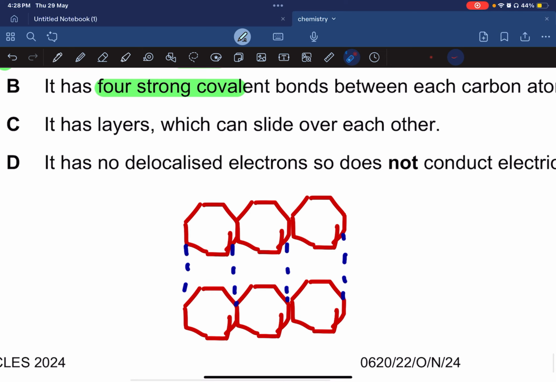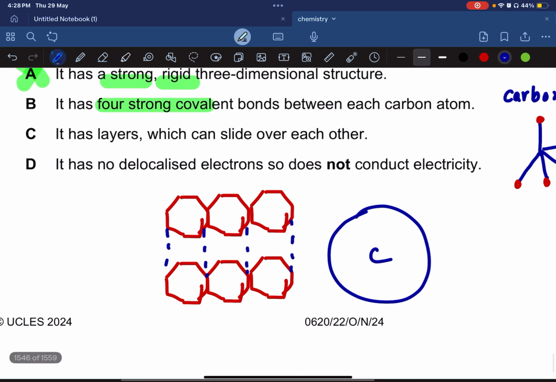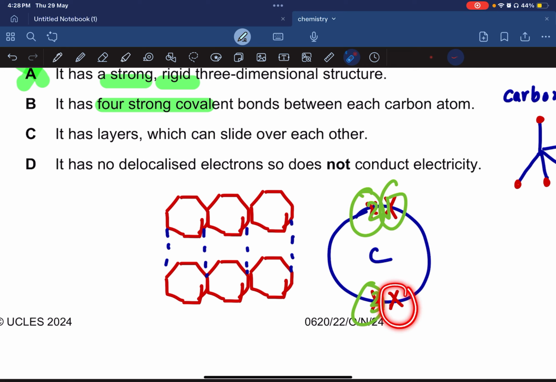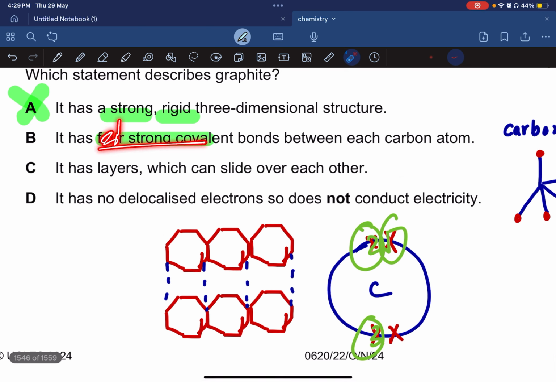In graphite, each carbon atom is bonded to 3 other carbon atoms. That's why there's a 4th unbonded electron in graphite. Because look, this is a carbon atom. In the last shell of the carbon atom, you have 1, 2, 3, 4 electrons. Out of these 4 electrons, these 1, 2, 3 electrons are involved in forming covalent bonds, and this 4th unbonded electron in graphite is able to move through the layers of graphite to conduct electricity. So not 4, there should have been 3.